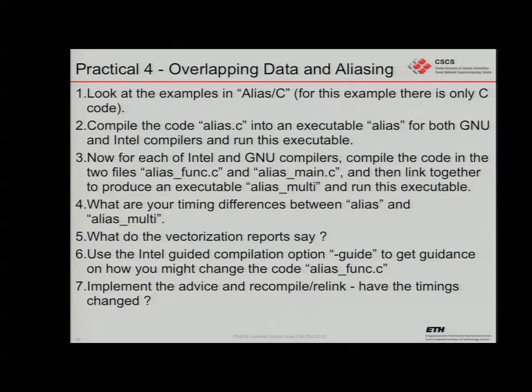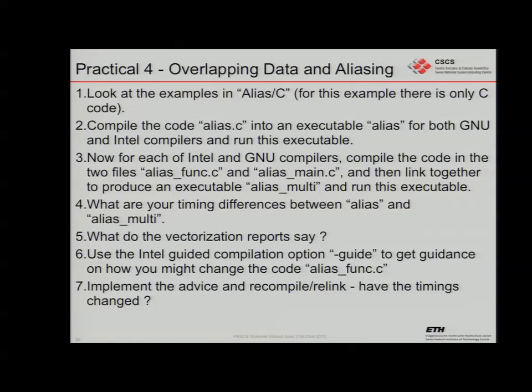So it will throw out multiple versions of the loop, and then it will see what happens actually at runtime, and put in some complicated checks to see where these things are. Then you had a chance, hopefully, to use the -guide option, and it would throw out a nice big paragraph at you with one or several options. And if you implemented the advice, did you get a speed up?